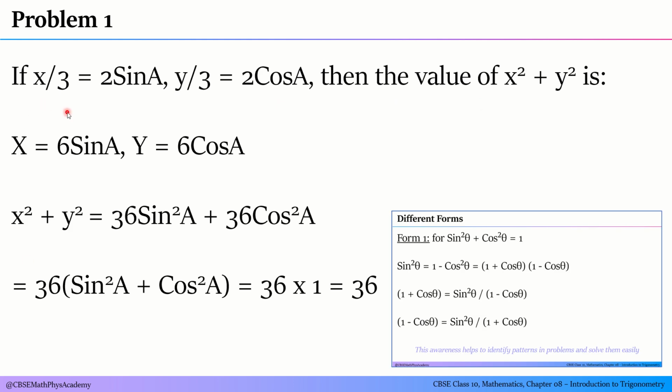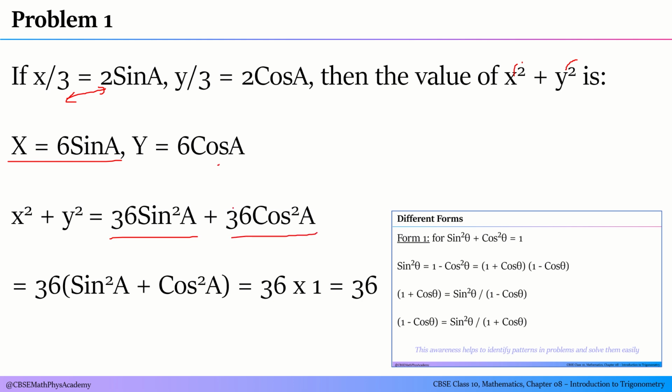So I keep x on one side. So 3, I cross multiply here. x is equal to 6 sin a. Same thing I do for y: y is equal to 6 cos a. So you are required to find the square and add it up. So x square is 6 square into sine square a, which is 36 sine square a. Same when I do for y square, 36 cos square a.